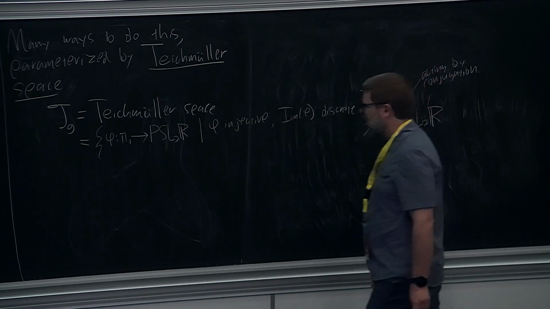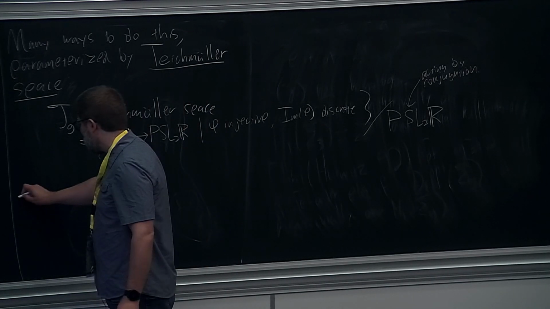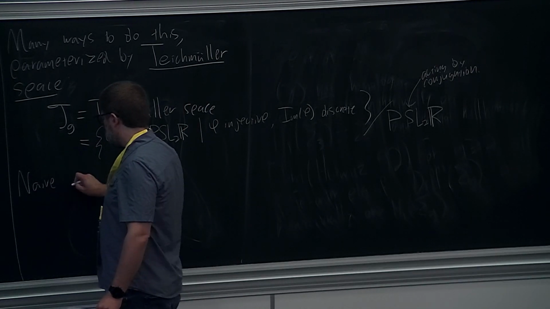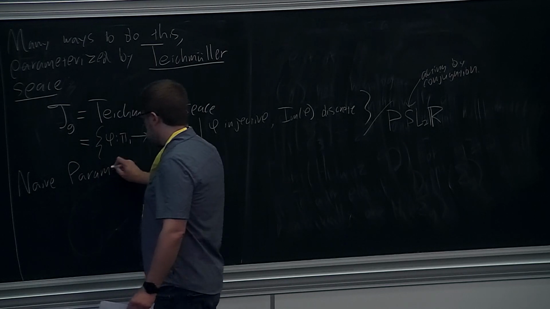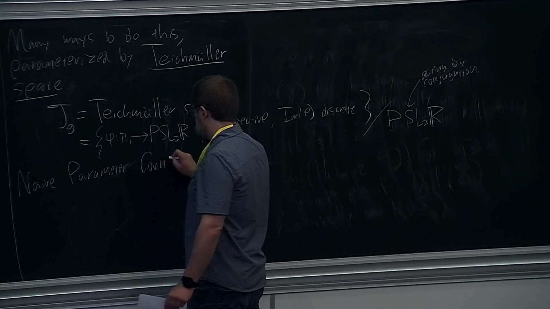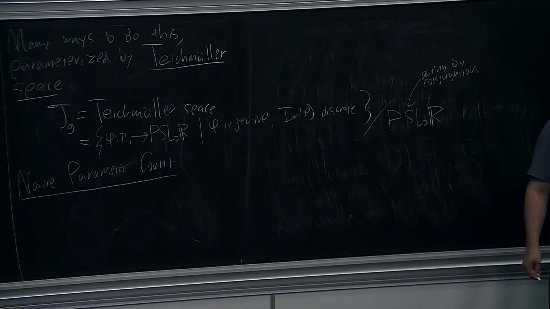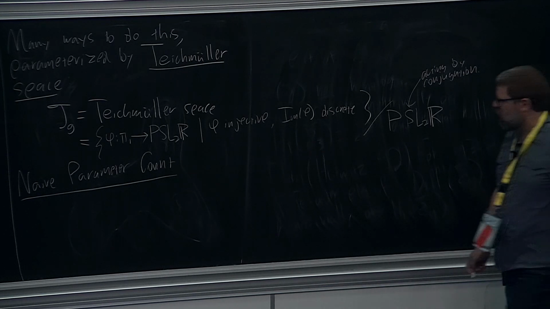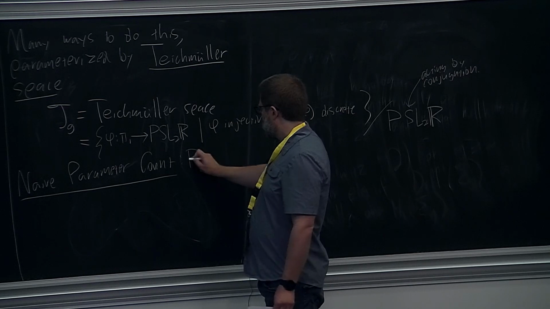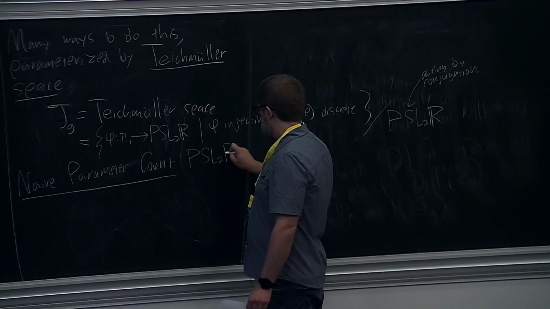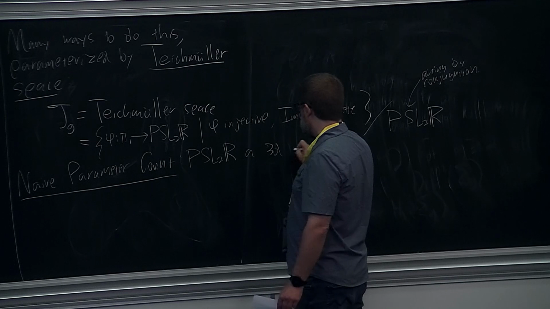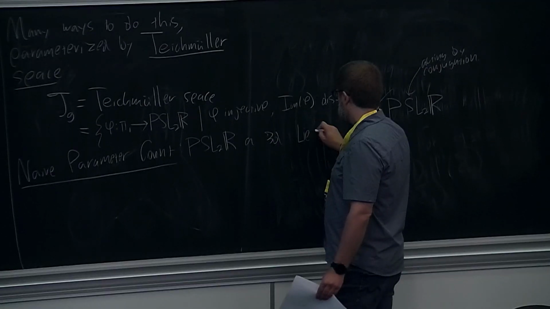let's think about what kind of space this is. So here's a naive parameter count. Let's think about how many parameters such a representation depends upon. Okay, so the first thing is, well, PSL2R, those are 2x2 matrices. That's like 4 numbers, right? But they have determinant 1. And so it's really a 3-dimensional real Lie group. So PSL2R is a 3D Lie group.